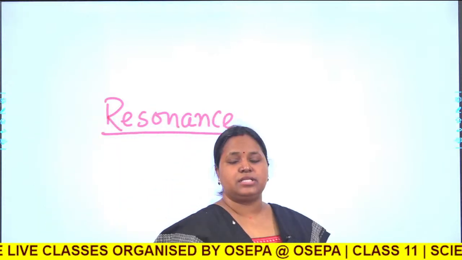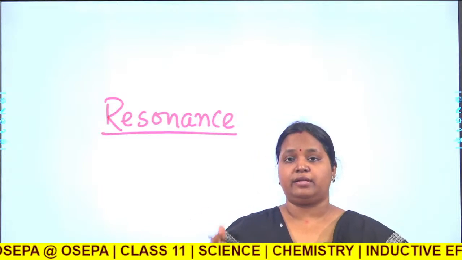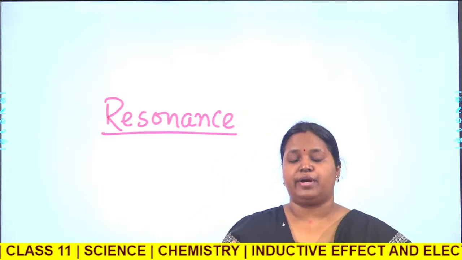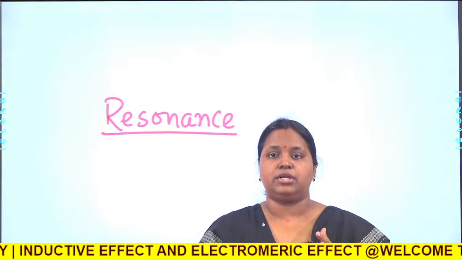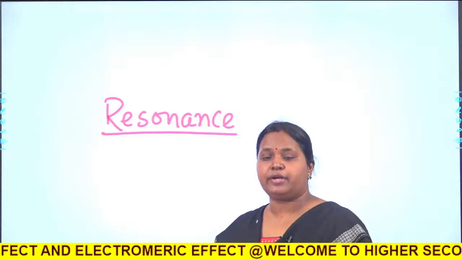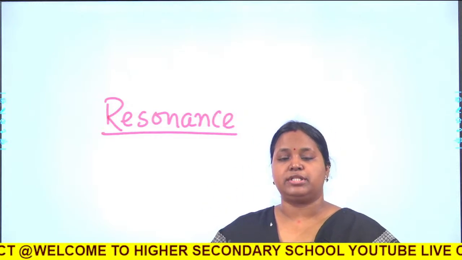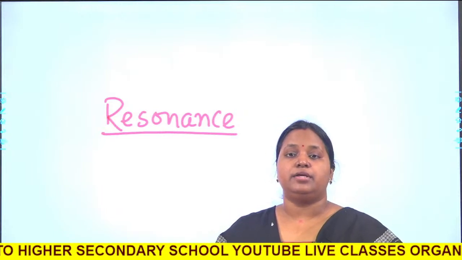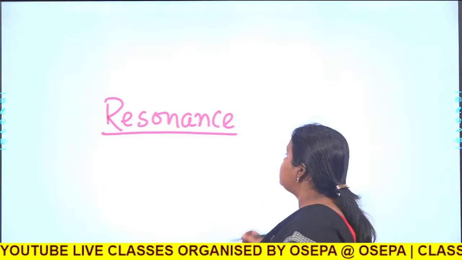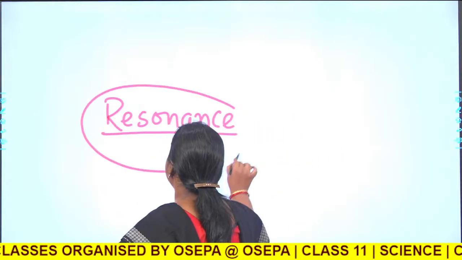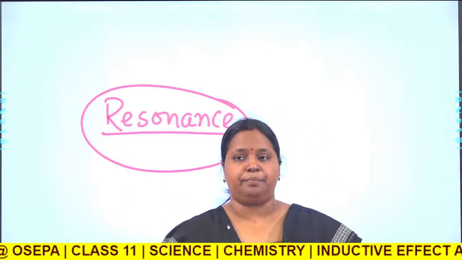Now let us start discussing resonance. Resonance is actually one of the 4 types of effects I taught first. What are they? Inductive effect, resonance, hyperconjugation and your electromeric effect. Out of these, inductive effect, resonance and hyperconjugation are permanent effects, while your electromeric effect was a temporary one. So let us start discussing resonance. We will discuss it elaborately in the next class, but today I am giving you just a brief idea.